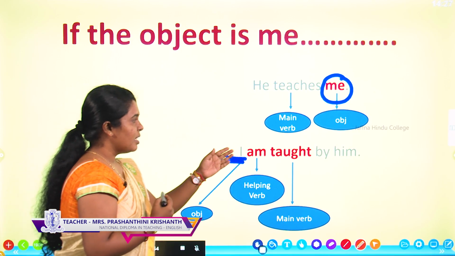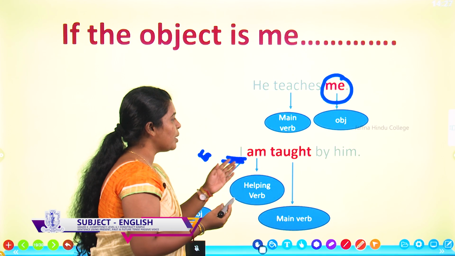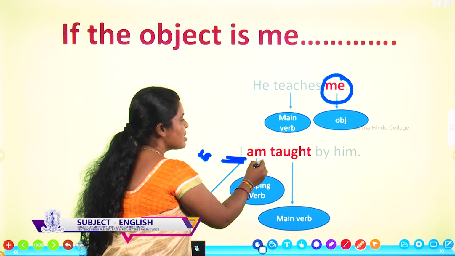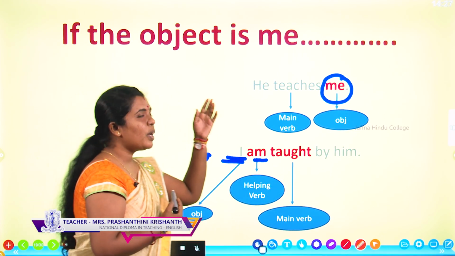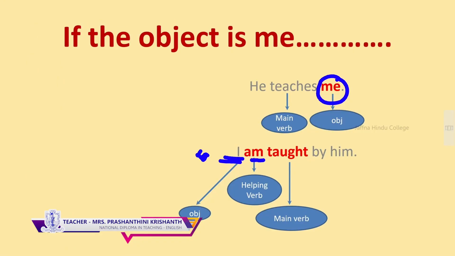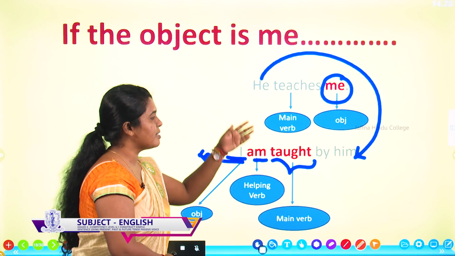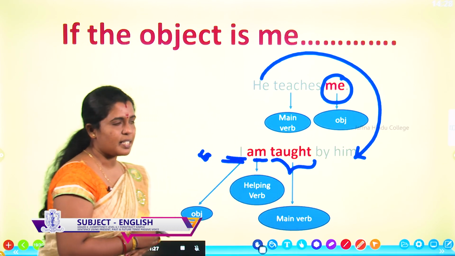I. We can't use the helping verb is or are. For I, the helping verb is am, right? So I am. What is the past participle form of teach? Taught, okay? The past participle form of teach is taught, by. He will be changed as him. I am taught by him, right? So this is the active voice, this is the passive voice sentence.